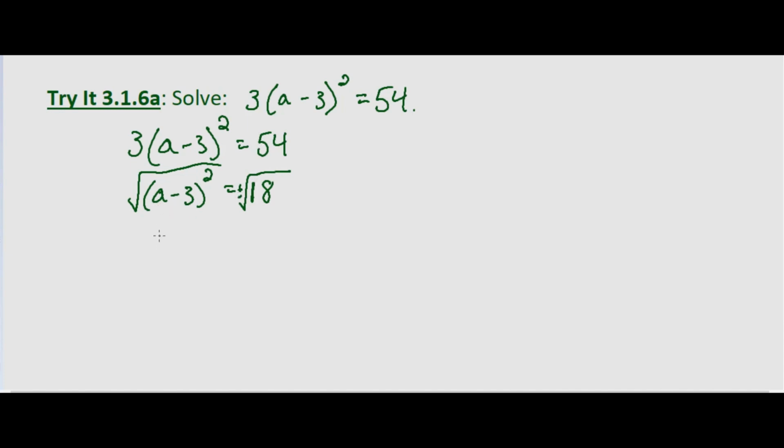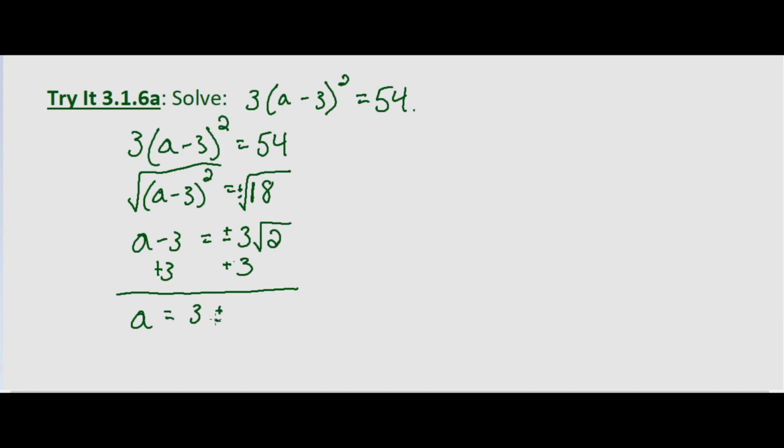So the square root of a minus 3 squared is just a minus 3. And then if we choose to simplify now, this radical, we have 18 is 9 times 2. So this would be 3 times the square root of 2. So plus or minus 3 times the square root of 2. And now we add 3 to both sides. Because there's a radical, these aren't like terms, so they have to remain separate. So we have a equals 3 plus or minus 3 times the square root of 2.